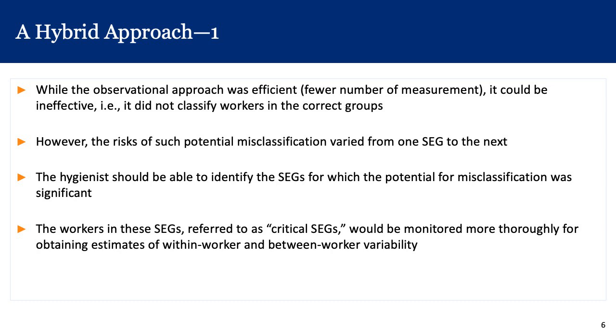And so you can see how this approach would be more efficient than either the observational approach or the sampling approach. The observational approach may not necessarily classify workers into correct groups, but it's very efficient. The sampling approach is going to be very effective in that it'll classify workers into correct groups, but it is very inefficient, meaning it requires a large number of measurements. But using good professional judgment, we can split the difference and focus our resources on the SEGs where we do need a lot of measurements. And for the other cases where we don't need a lot of measurements, we can use the observational approach.